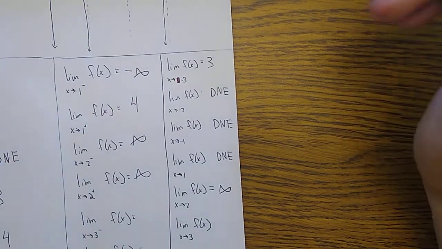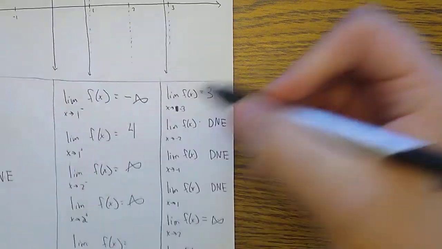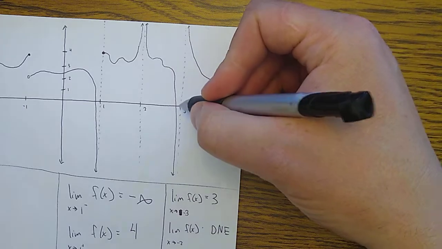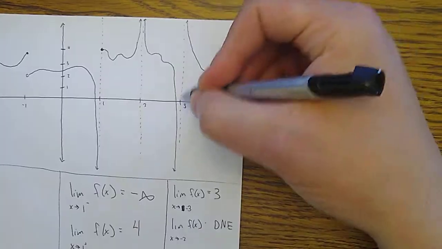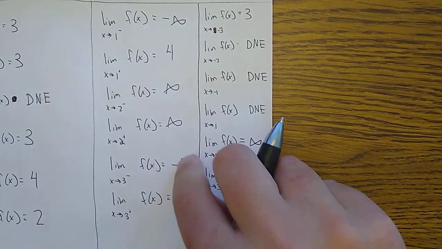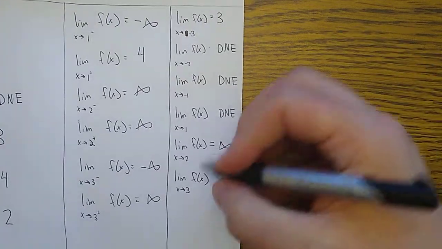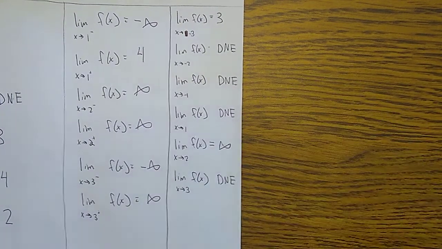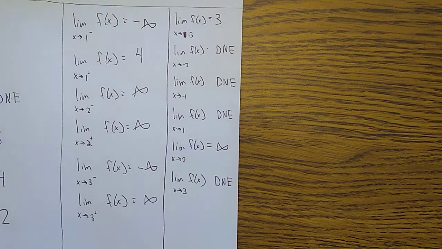Okay, so almost done here. Let's do 3 from the left and 3 from the right, and maybe I'll make this quick. 3 from the left looks like -infinity. 3 from the right looks like +infinity. We would say these do not agree. They're not the same, so this one I would say does not exist.